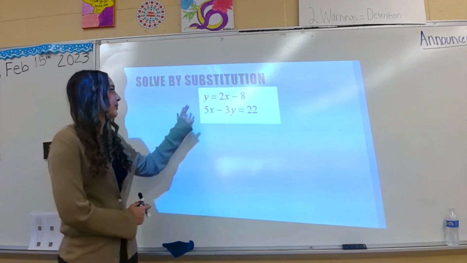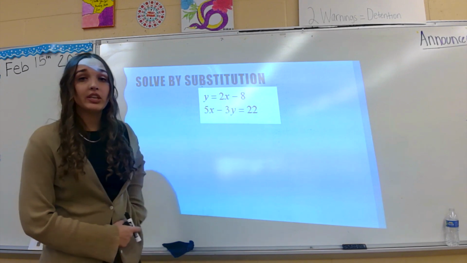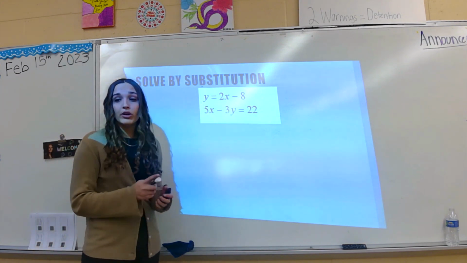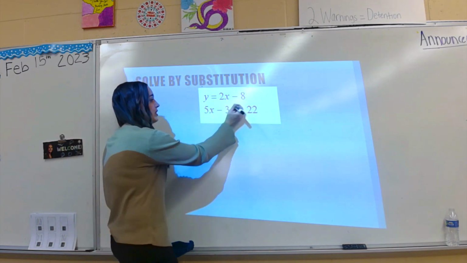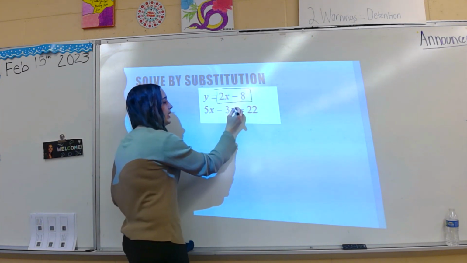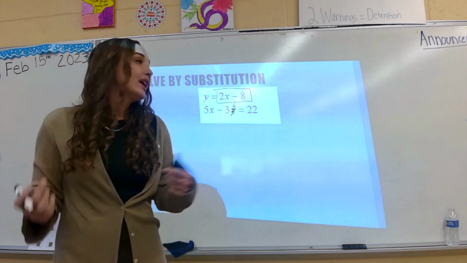So we have this problem here. We have the y by itself already, so we don't have to do any manipulation here because we already have our variable alone. So what we're going to do is take our equation and plug it into the other. So we have y equals 2x minus 8. Instead of y here, we are going to put this equation. So we're substituting that equation into the other.